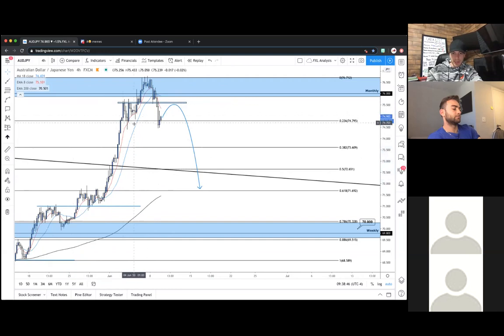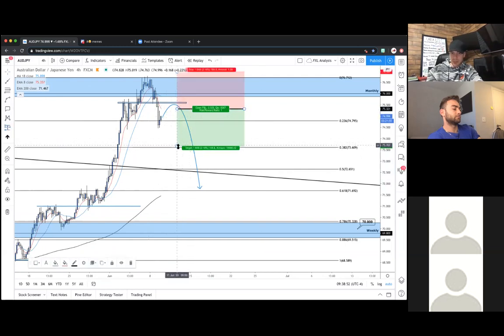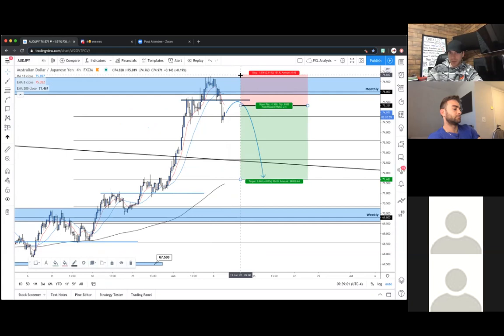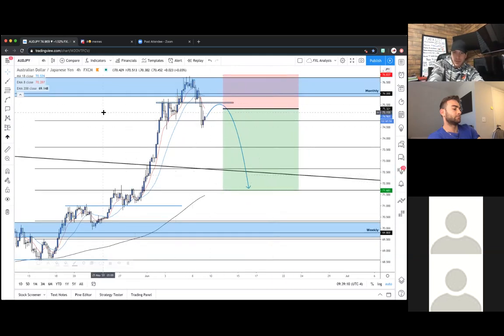Again, pretty key neckline right here. It would look like this. Very similar to what we just saw in AU. We're going to enter like this. Let's target down towards 61.8, 365 pips. Protect ourselves outside the monthly. I'm going to call it 150. It's looking like a 2.4 risk reward. So 150 pip stop loss to get 360 roughly after this head and shoulders breaks.